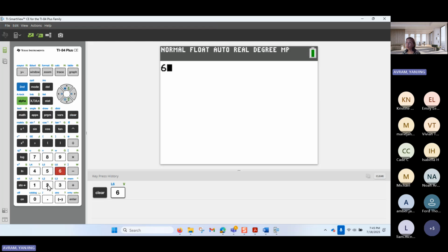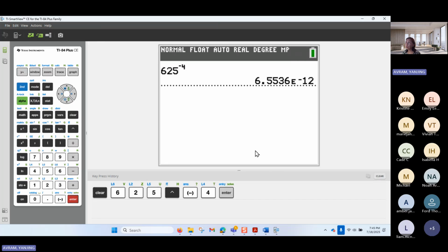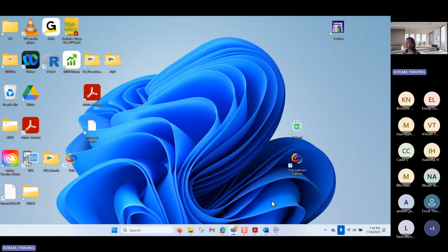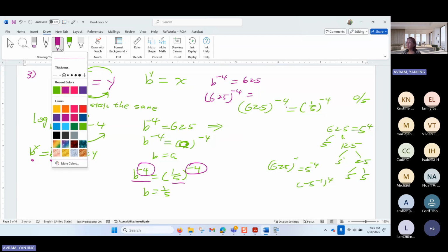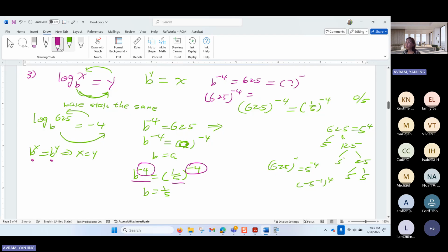Okay, so we have 625 to the negative 4 power. Oh, hold on. Let's see, what do we get? Oh, I'm sorry. No, this is not 625 to the negative 4 power. It's a number, okay? A number needs to be raised to the negative 4 power to equal 625. Not 625 to the negative 4 power. I take it back.